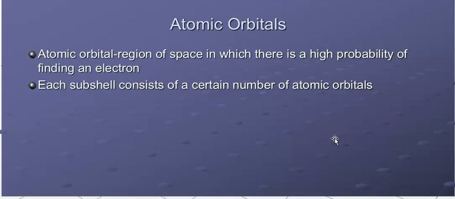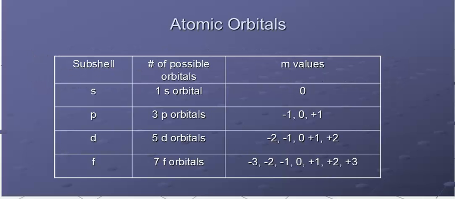Atomic orbital: region of space in which there is a high probability of finding an electron. Each subshell, the S, P, D, and F, consists of a certain number of atomic orbitals. An atomic orbital is another name for an electron cloud. So electron cloud, atomic orbital, same meaning.